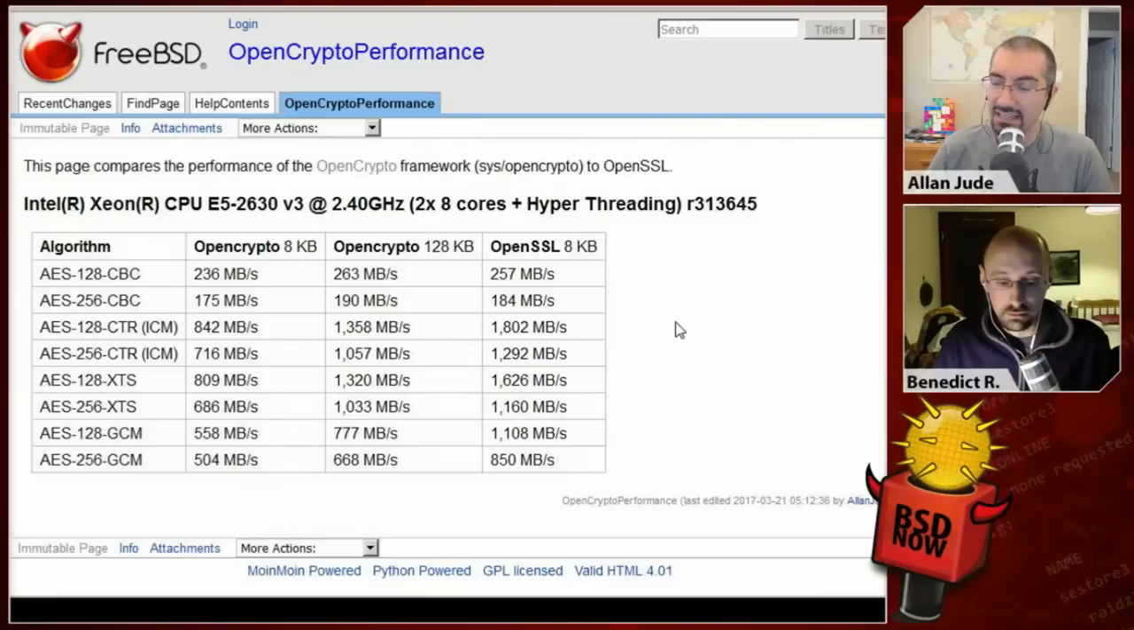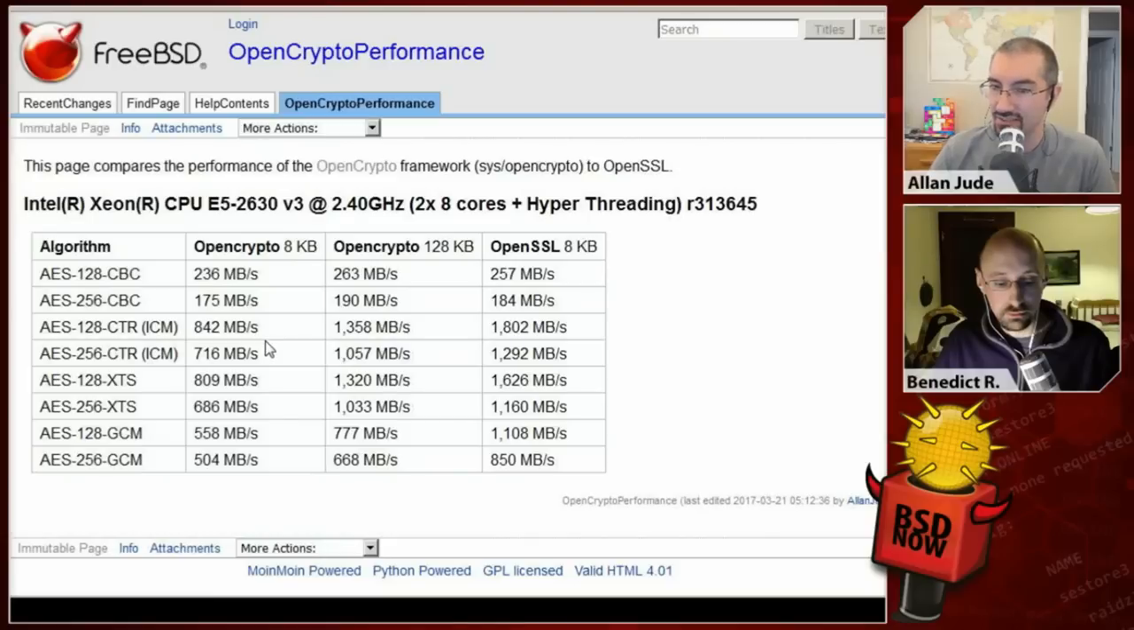But compared 8 kilobyte and 128 kilobyte blocks in FreeBSD's kernel versus the 8 kilobyte blocks in OpenSSL. So for AES-CBC, we get about the same performance, and we get slightly faster by using the bigger chunks, but in the end, about the same performance as OpenSSL. With AES-256, we see again about the same results. In counter mode, which in FreeBSD is called ICM for integer counter mode instead of CTR, we see that the block size makes a big difference.